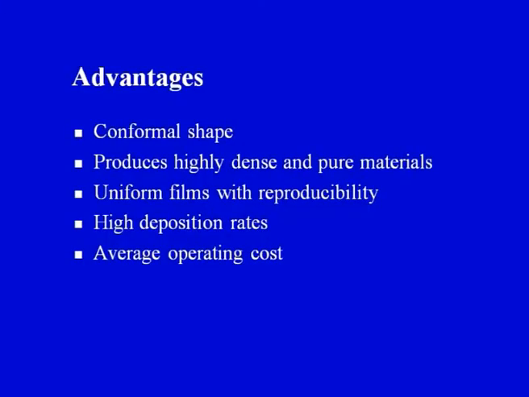Second point, it produces highly dense and pure materials. So, the chemical composition of the coating is pure and the density is also very good. Another important advantage is that uniform films can be generated using chemical vapor deposition, and the reproducibility is also good. Again and again we use the CVD process, we would be able to reproduce a similar type of coating. Then the high deposition rates are there.